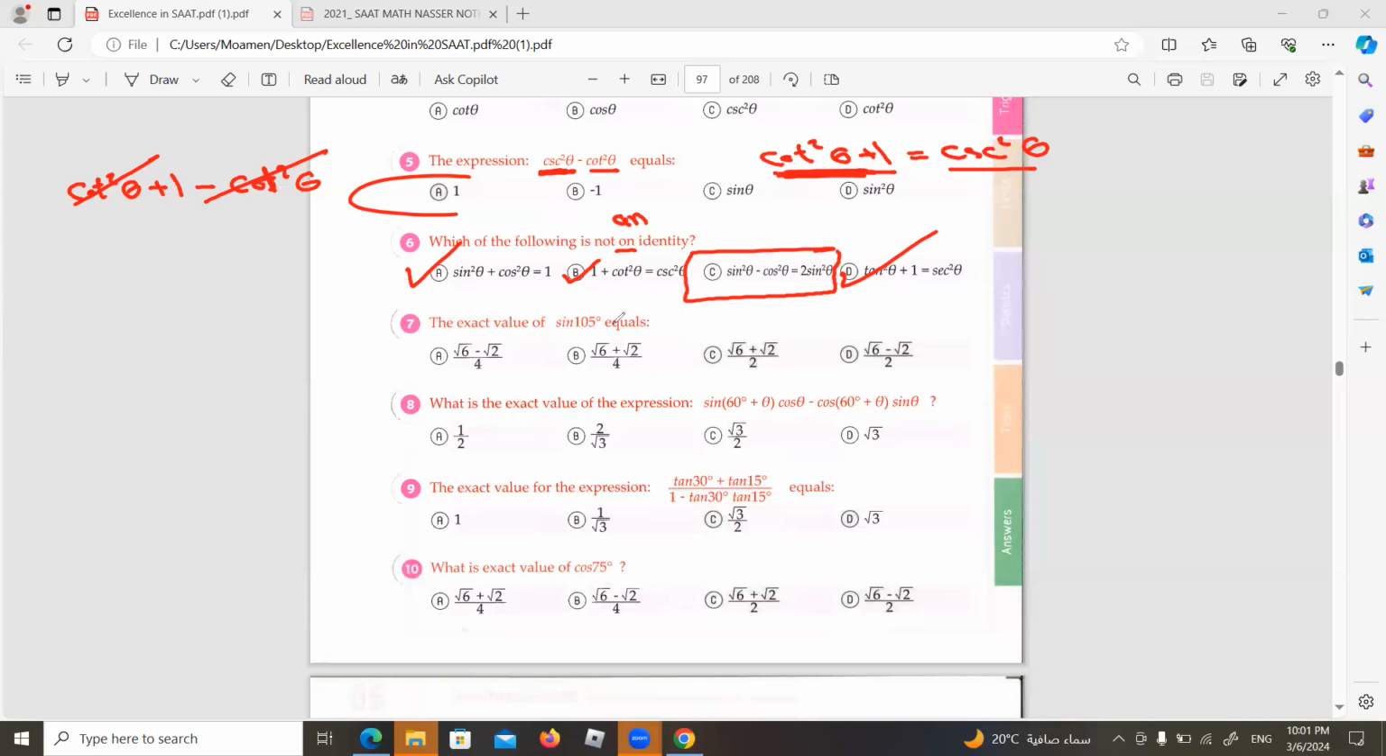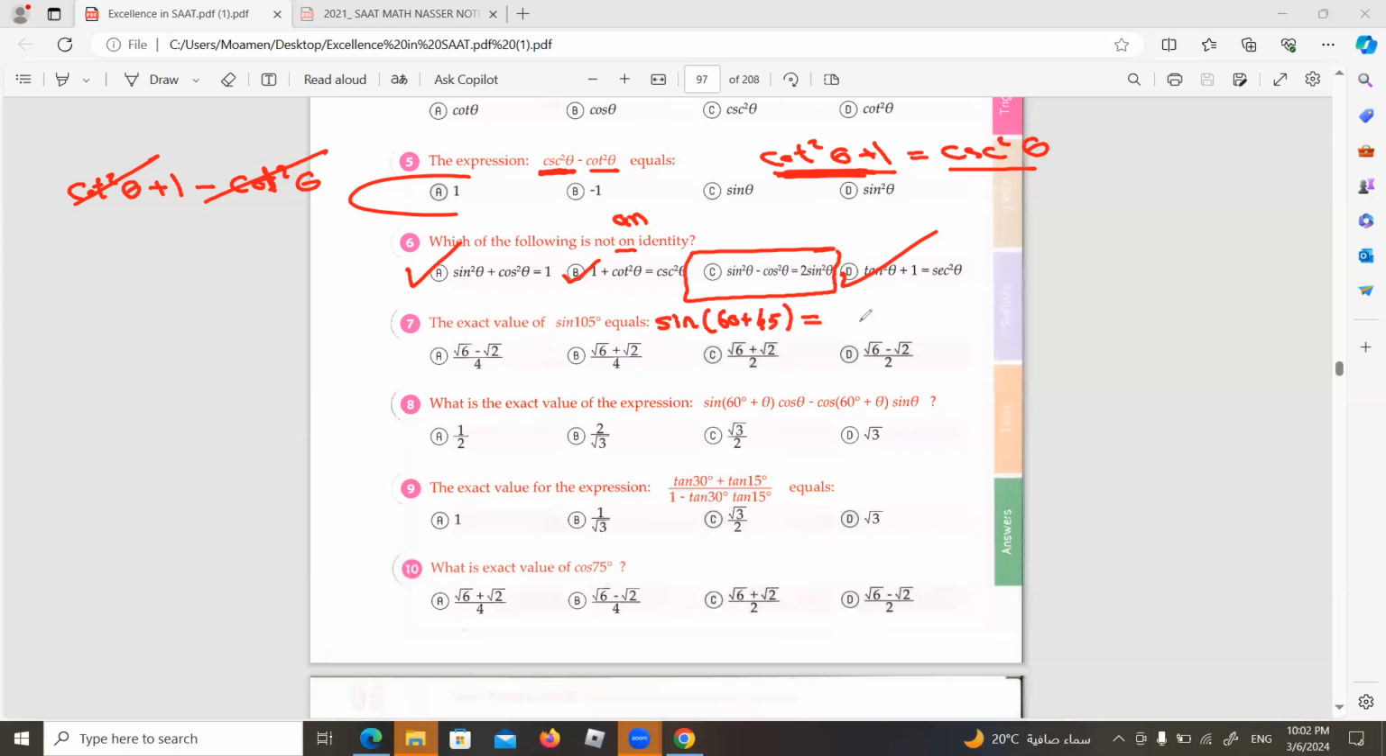What are the two angles? They must be two of the famous angles we know: 45, 60, 30, 90, 180, 360. I must add or subtract two of them to get 105. Which two angles, if I add them, give 105? Excellent, it's 60 and 45. So I write sine of 60 plus 45.